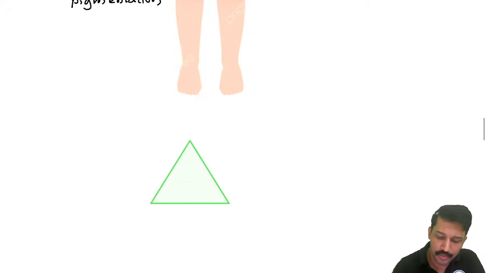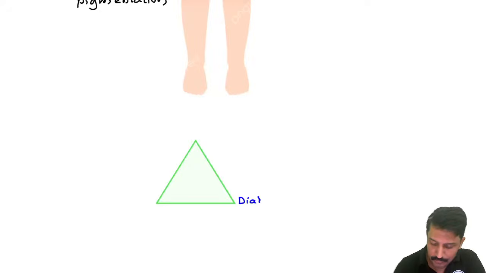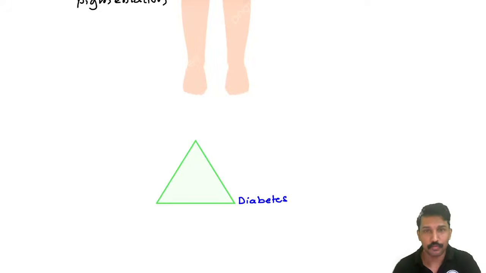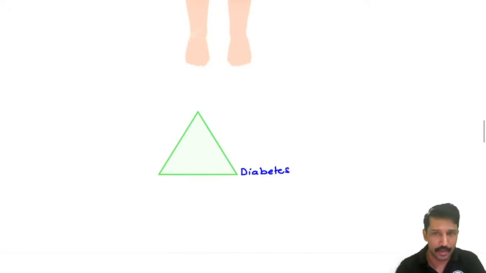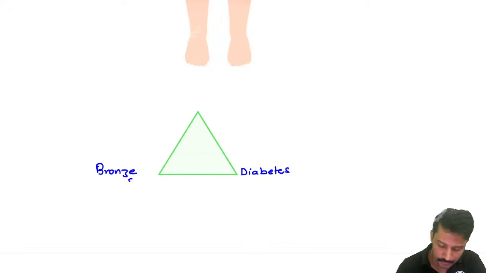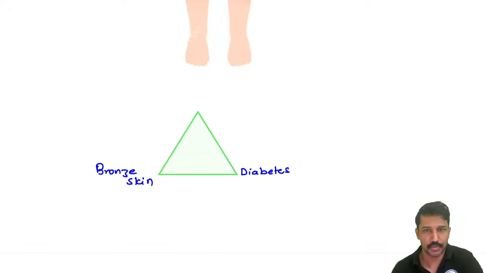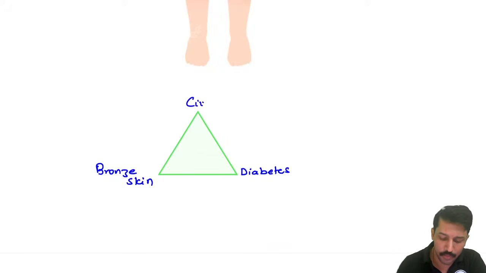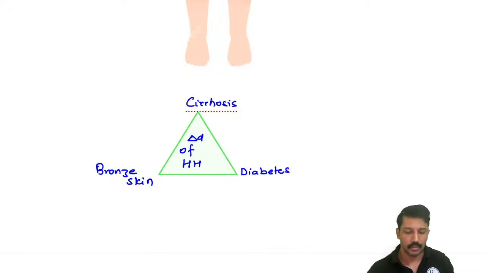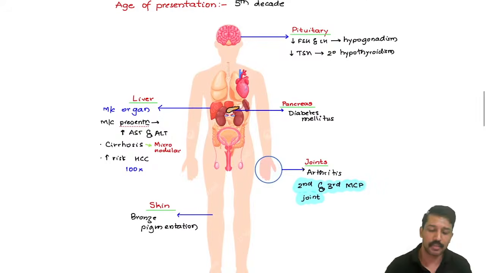In this triad, we have the same features that we have already discussed. One of them is diabetes because of the pancreatic destruction by iron deposition. The second one is bronze skin pigmentation because of, again, iron deposition. And the third one is liver involvement or cirrhosis of the liver. This is called the triad of hereditary hemochromatosis. Right? So this completes the clinical features that we are expecting.